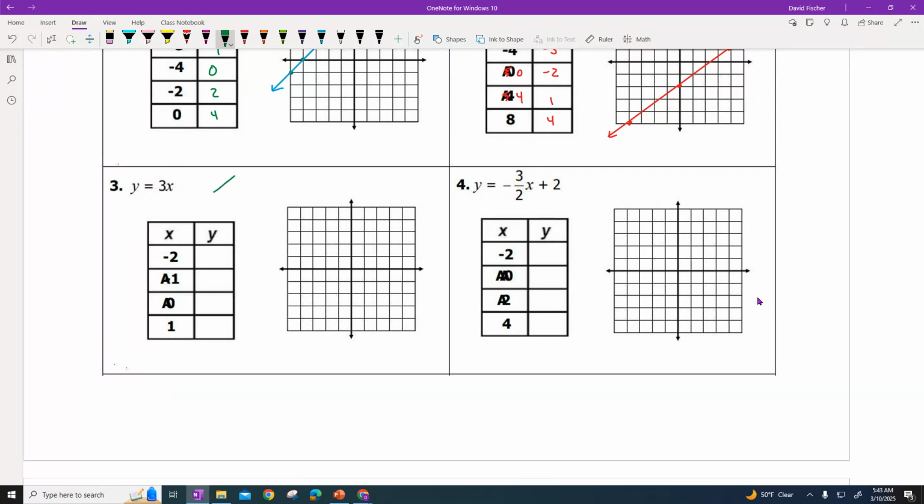This also is a positive slope, so when I'm all done, it better be going in an upward fashion. And hopefully you can plug these numbers in. Okay, so our goal is to make this mental math. Now, -2, -6 isn't on there, but 1, 3 is.